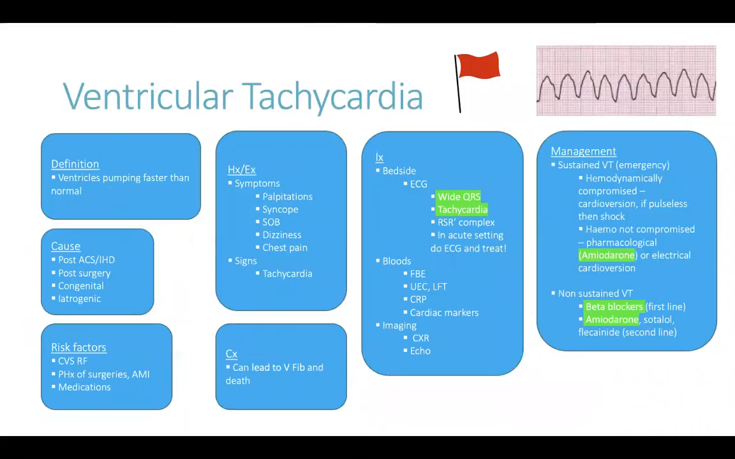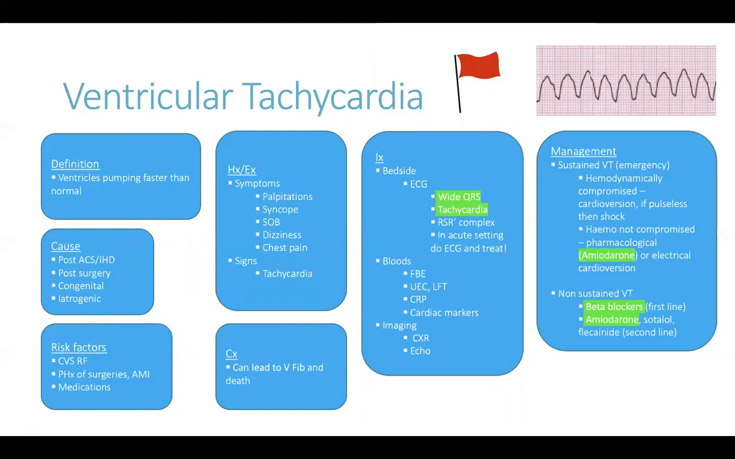Yeah, so this is really important. As you can see, the QRS is really fat, so this is way more than 3 of the small squares. And it's pretty regular, and as you can see, it's like 150 beats per minute. So it's quite fast. I guess the buzzwords are wide QRS, tachycardia.